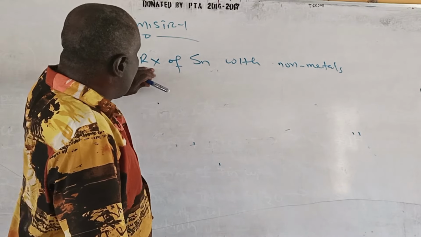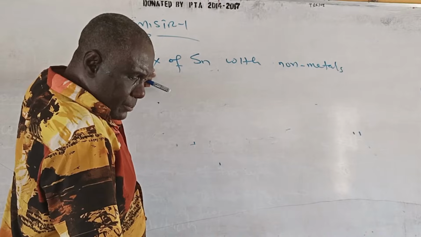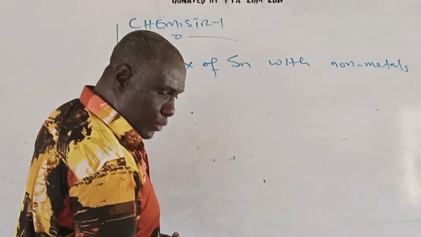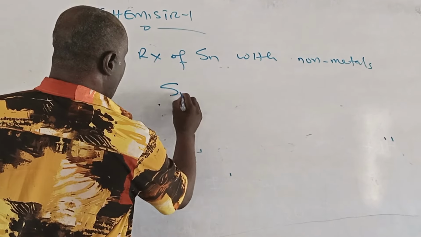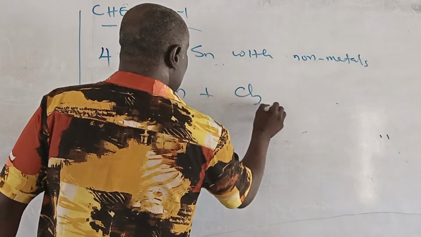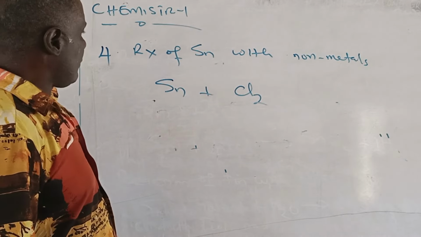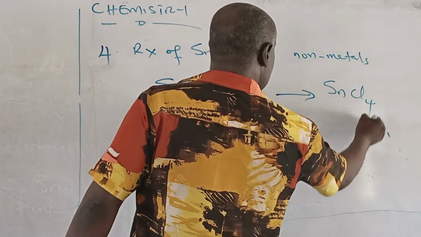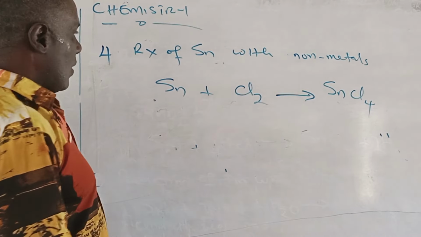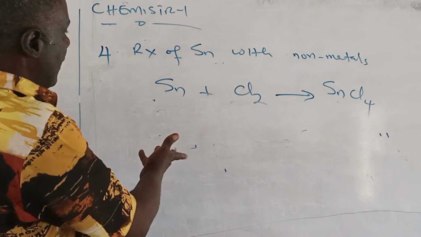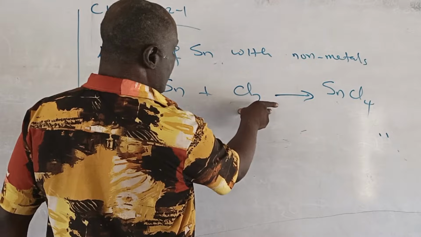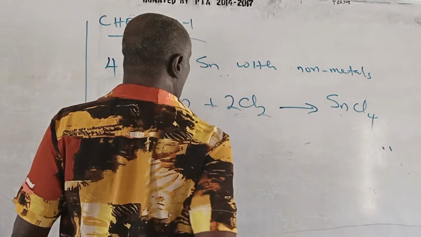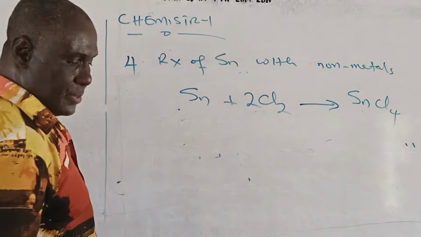Now, when tin is heated with chlorine, it produces tin 4 chloride. Tin 4 chloride. Let's look at the equation. Sn plus Cl2 to produce SnCl4. So how can we balance this? If you look at the left-hand side, the atoms of chlorine on the left-hand side is 2, while it is 4 on the right-hand side. So we simply put 2 here, and the equation is balanced.